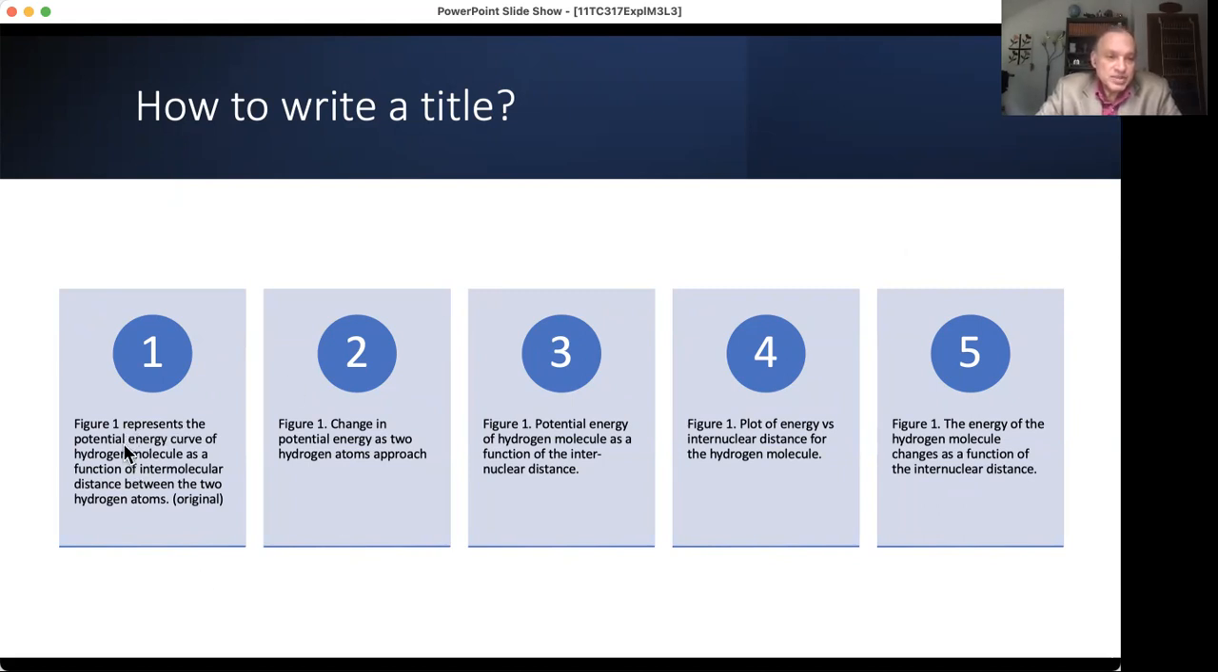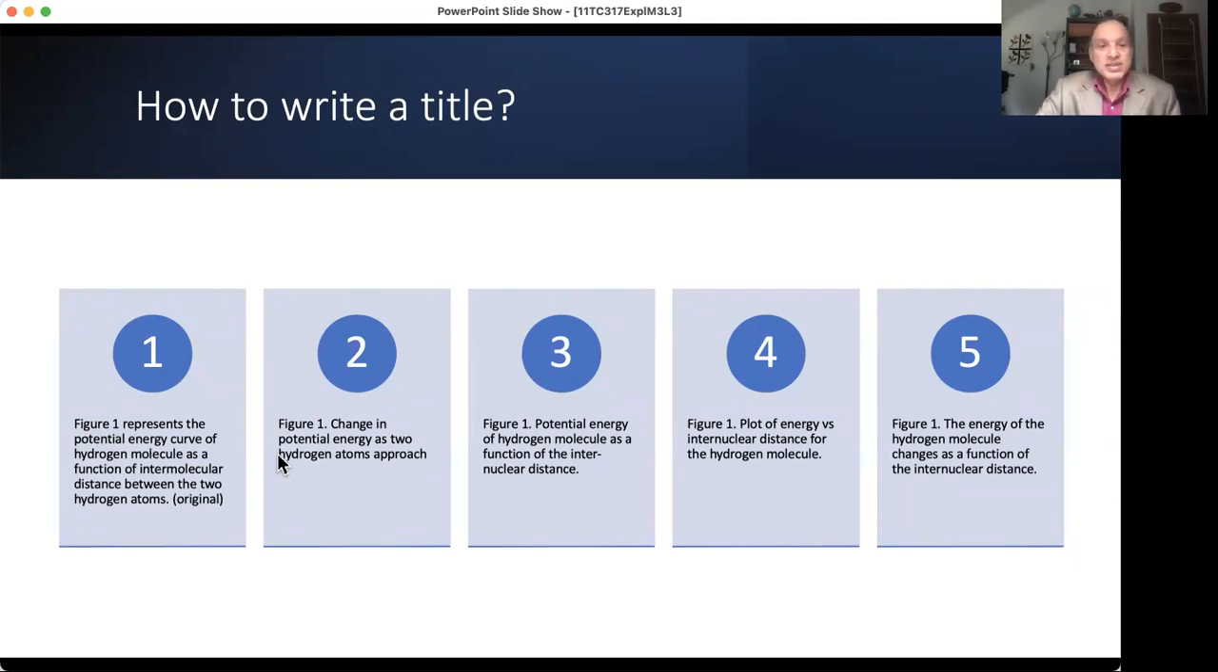Figure 1 represents the potential energy curve of hydrogen molecule as a function of intermolecular distance between the two hydrogen atoms. This is the original caption given in the Gen Chem book. I pulled it off the Gen Chem book and put it up and showed it to you. Then you can put a caption saying Figure 1, full stop. So there's a difference. Figure 1 represents: this sentence contains Figure 1.